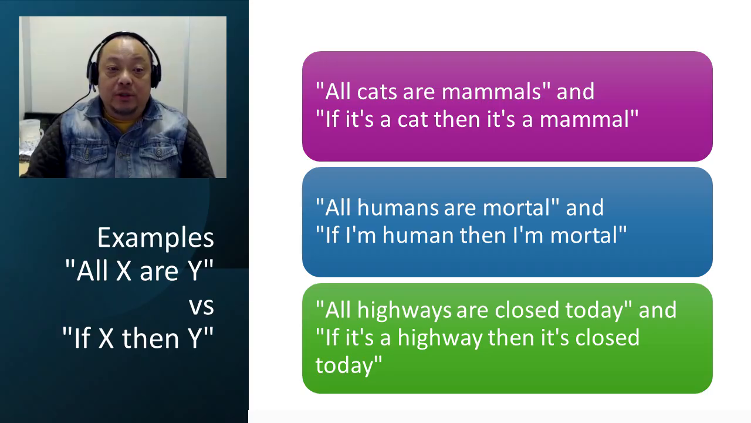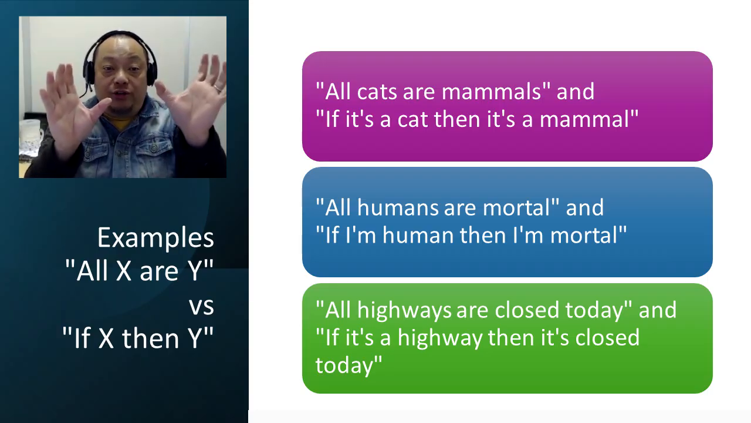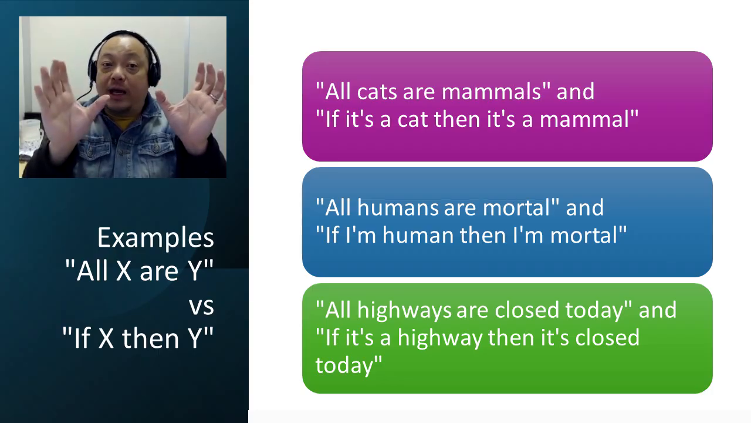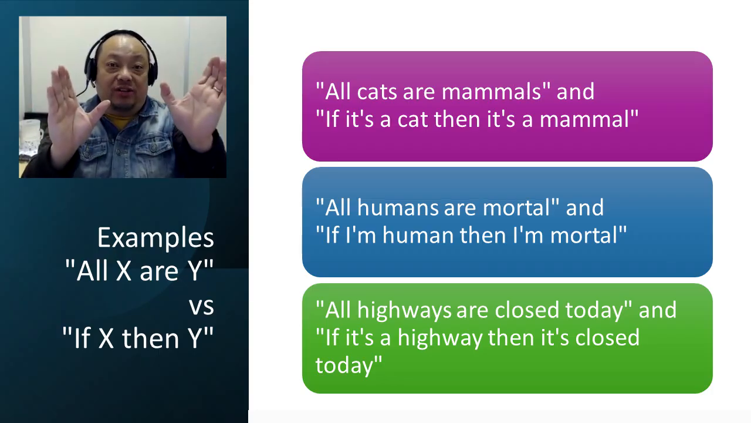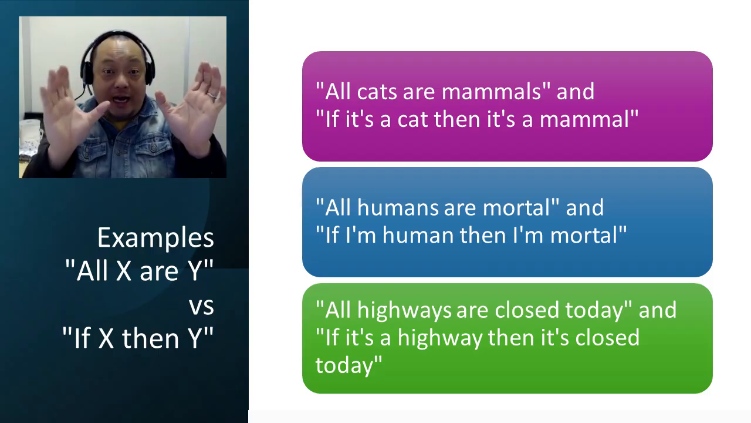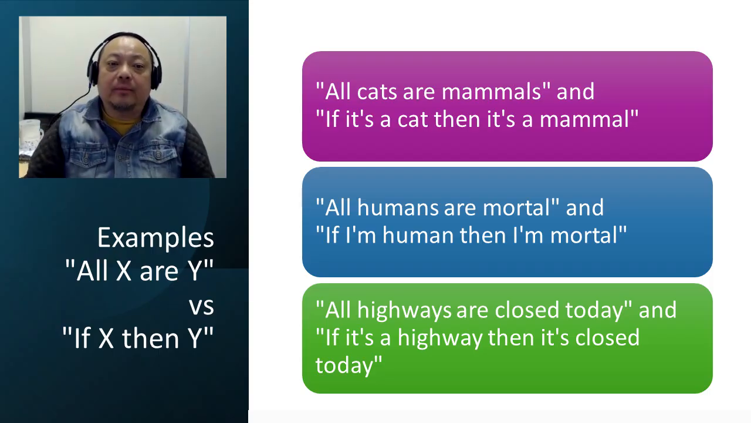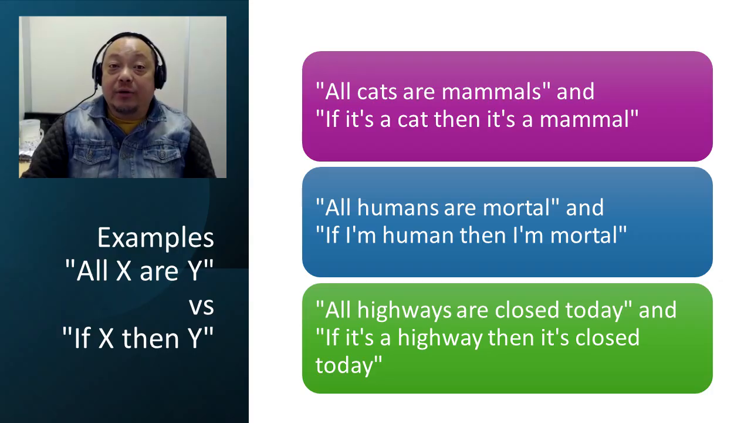Third example, all highways are closed today. That's the same as saying that if it's a highway, then it's closed today. It has to be, because we're saying that all highways are closed. Now let's draw Venn diagrams.